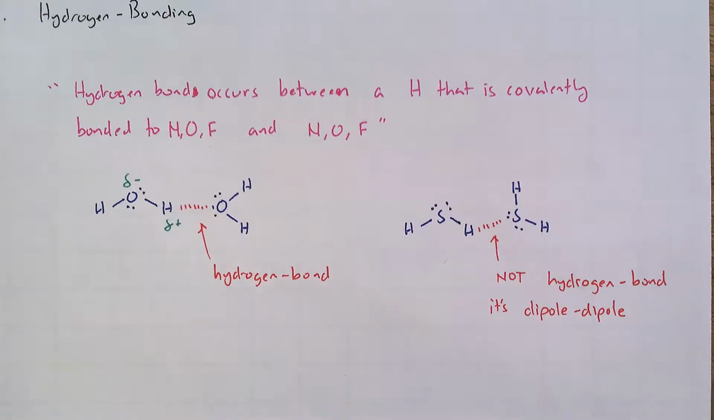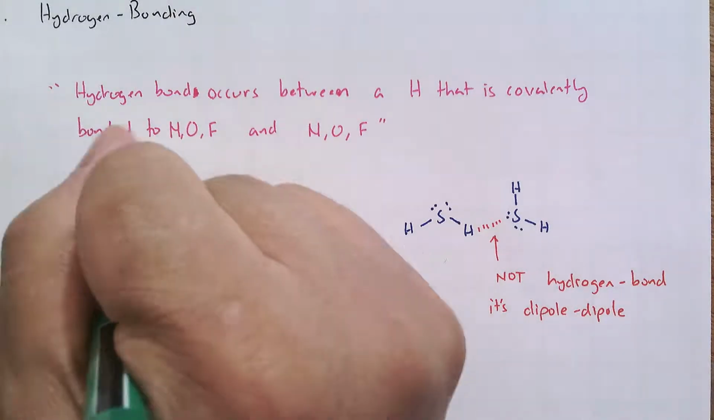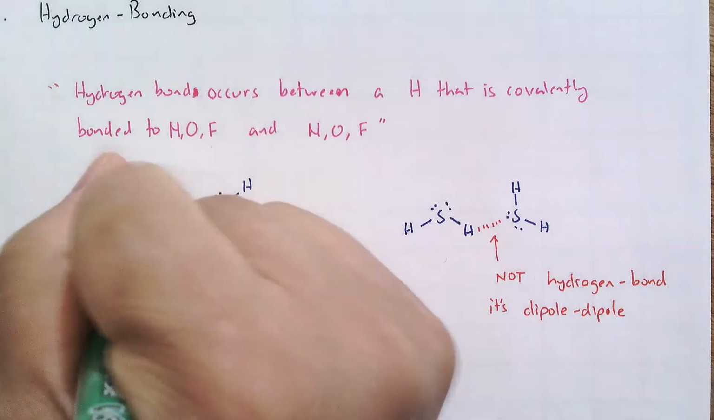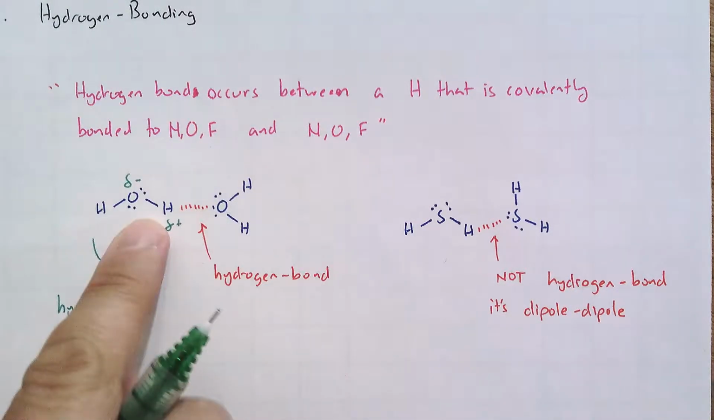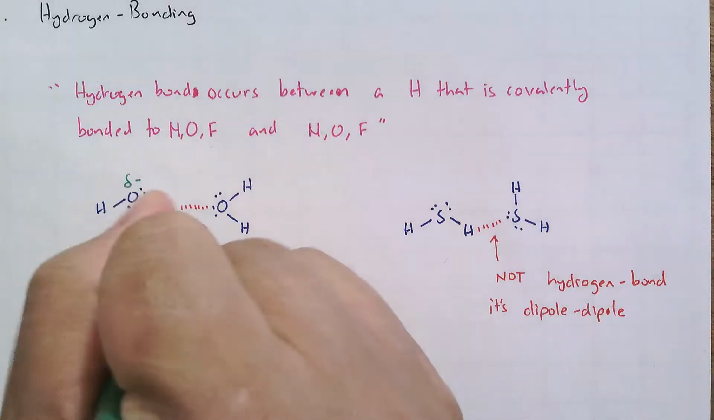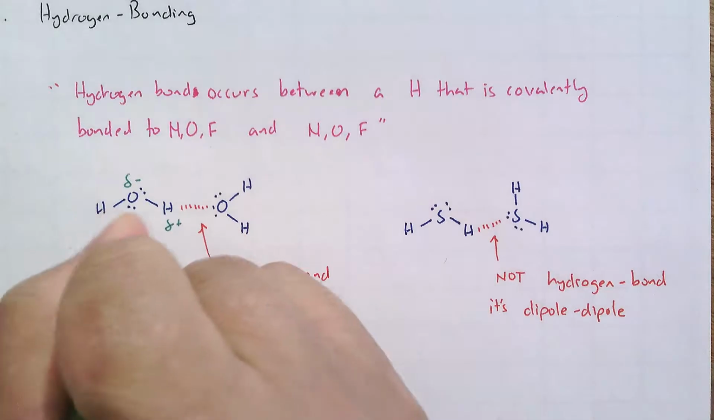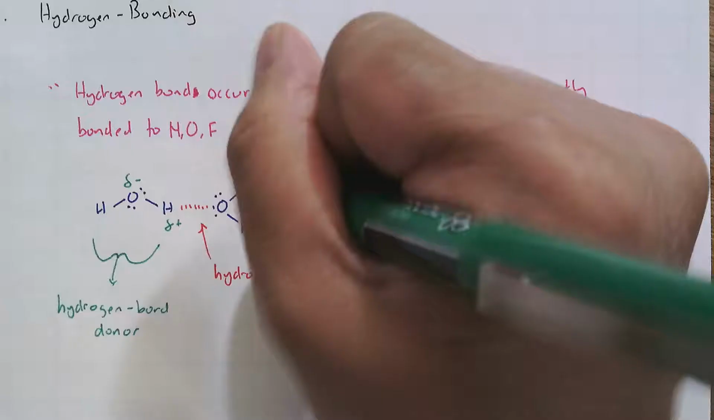Another thing that I want to mention is that when you have a hydrogen bond, you have two partners. You have what's called the hydrogen bond donor. It's the molecule that has the hydrogen covalently attached. Hydrogen bond donor. And here we have the hydrogen bond acceptor.